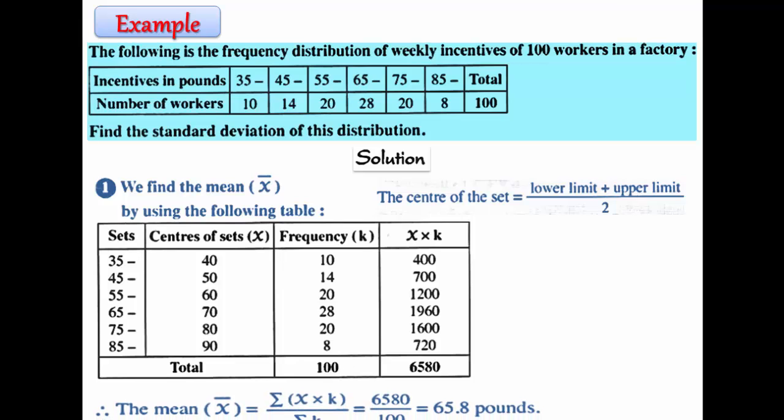Therefore, the mean x bar equals summation of the product of x and k over summation of k. The summation of the product of x and k is 6580 as shown, and the summation of frequency k equals 100. The quotient here equals 65.8 pounds.